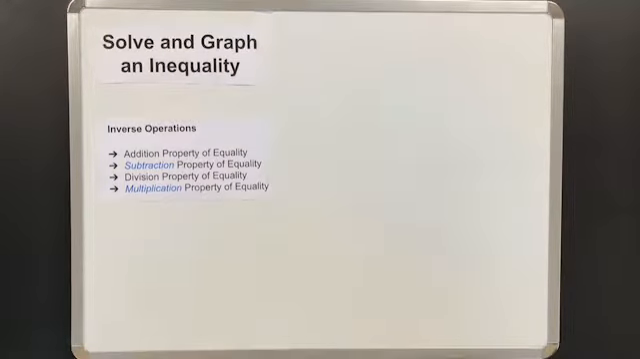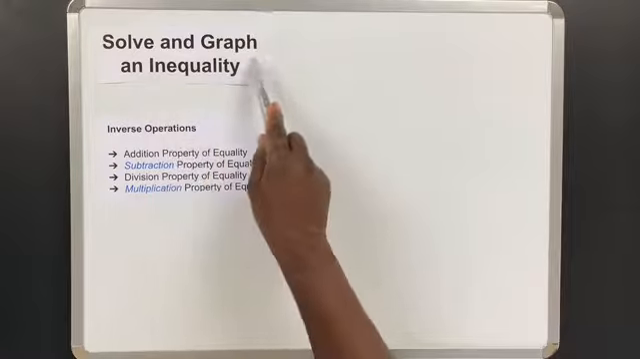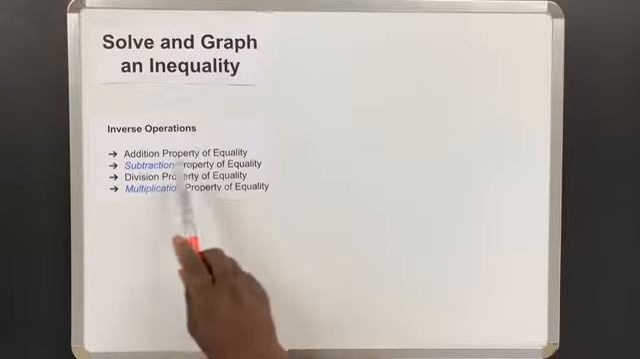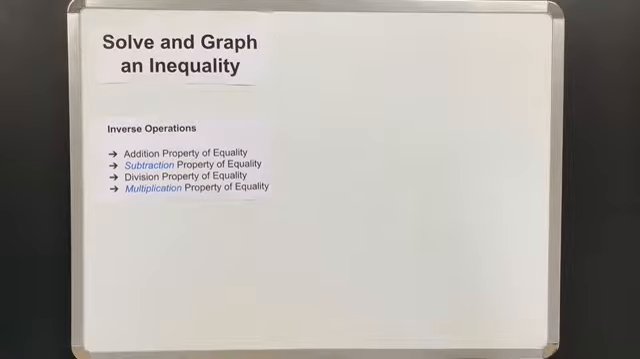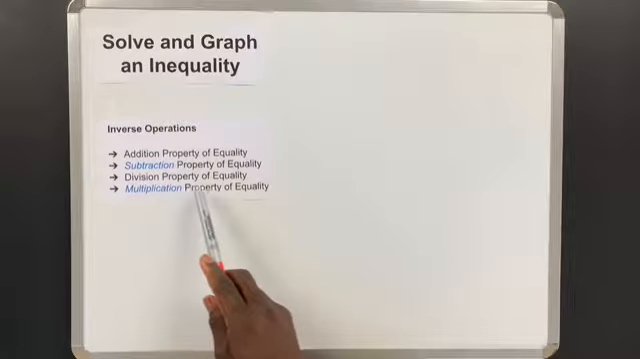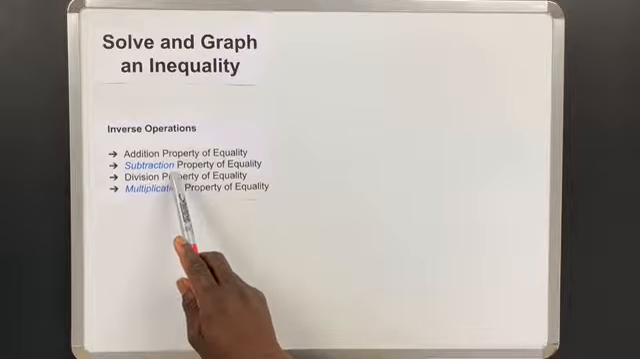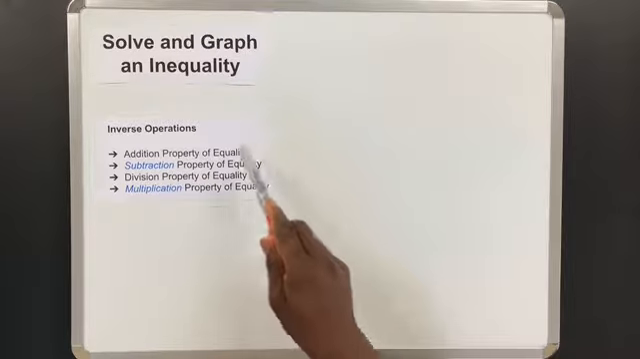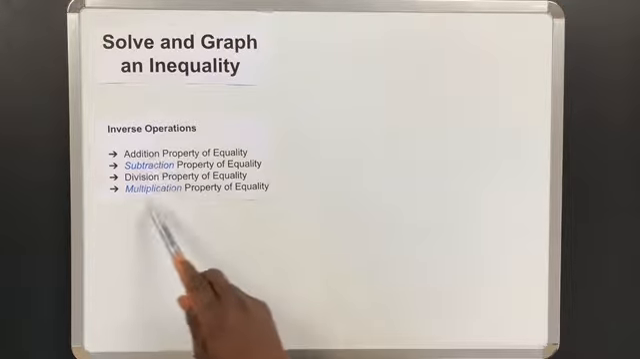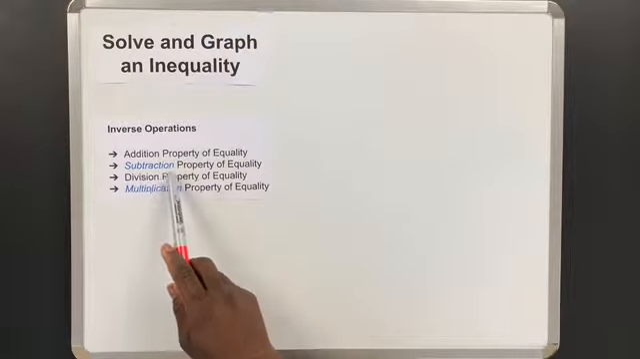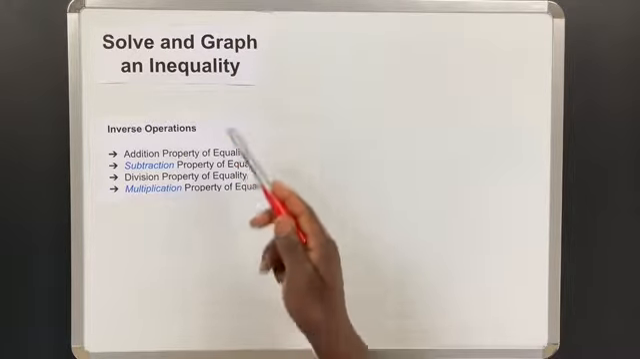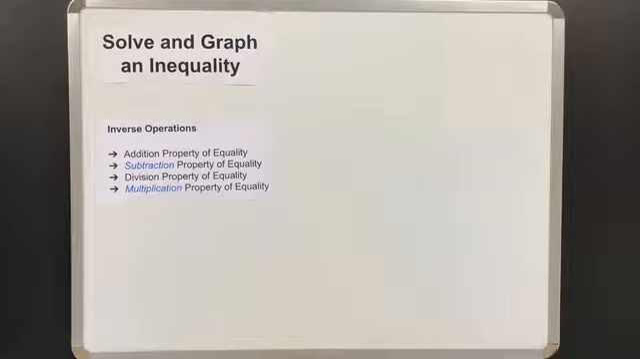Today we will talk about how to solve and graph an inequality. We'll also take some time to review the inverse operations that apply when solving an inequality. They're the same inverse operations in reference to properties of equality. Even though we're not dealing with an equation, we're dealing with an inequality, the inverse operations still apply. We're going to focus on the subtraction property and the multiplication property of inequality in this case.